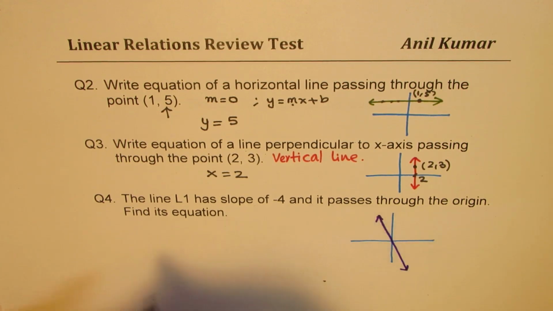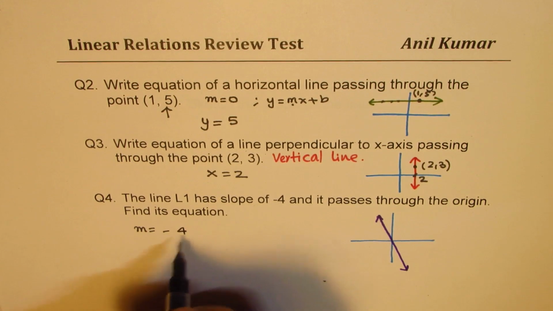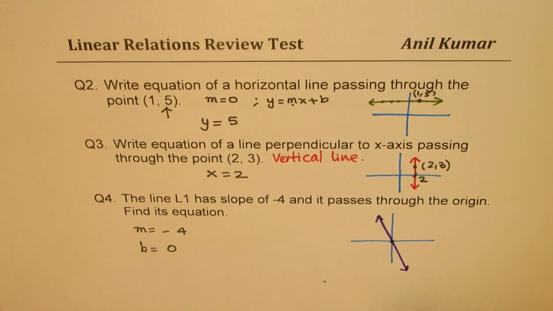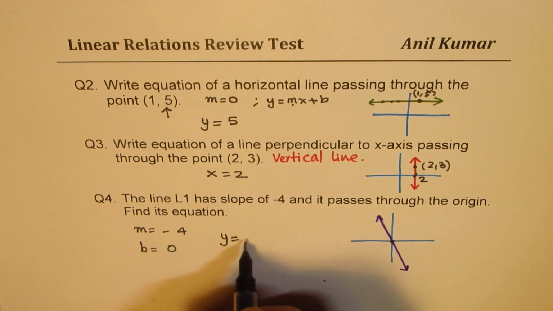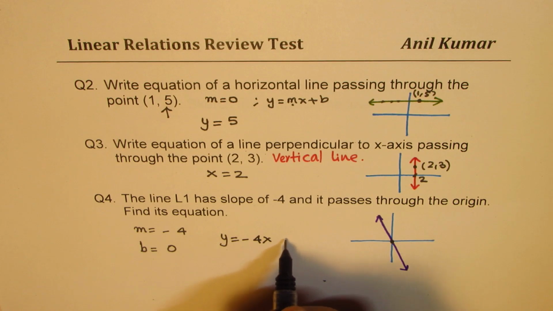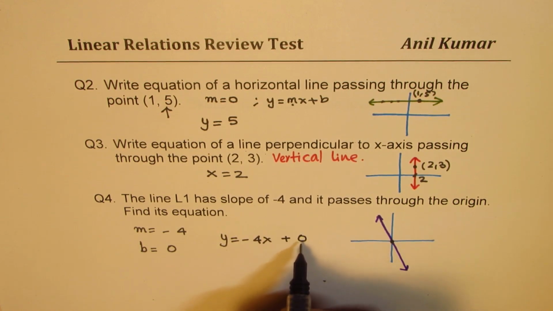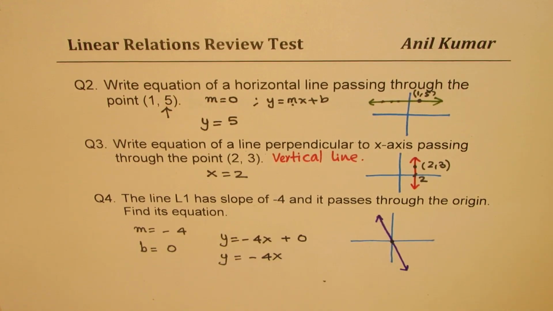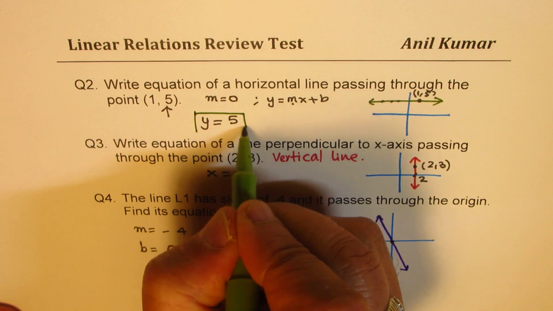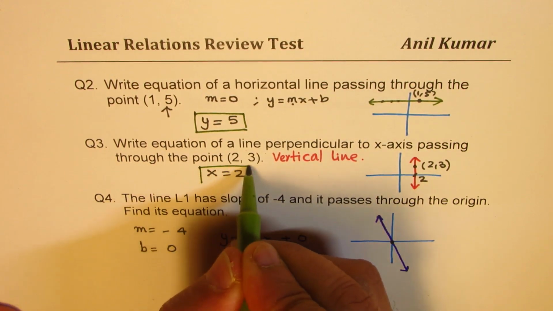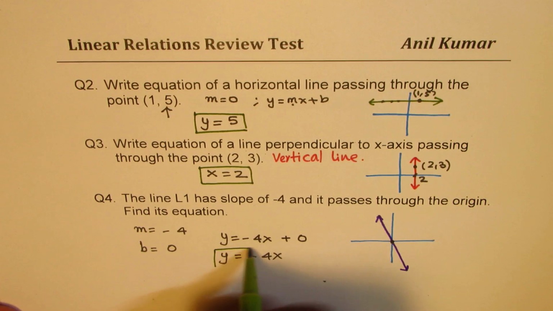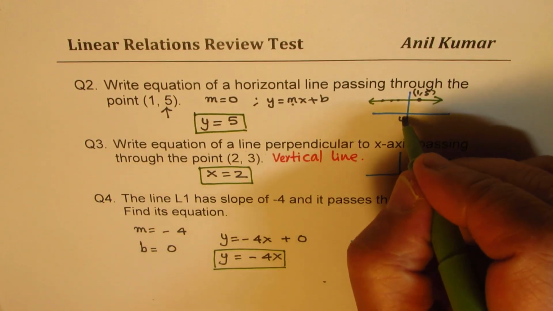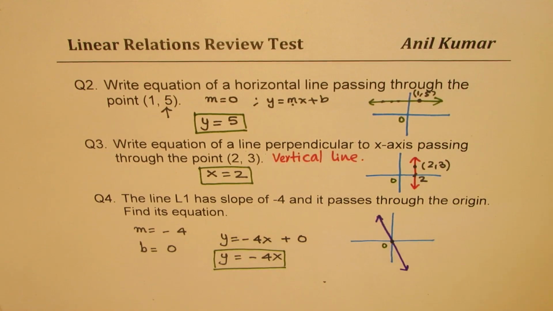Now in this case we are given the slope m, which is -4, and b, the intercept here, is 0, right? It goes through the origin. Therefore the equation is y equals -4x plus 0. But you should not be writing the 0, just write y equals -4x. Is that clear? So these are the correct answers for these 3 short answer questions. Perfect. Now let's move on and take the next question.